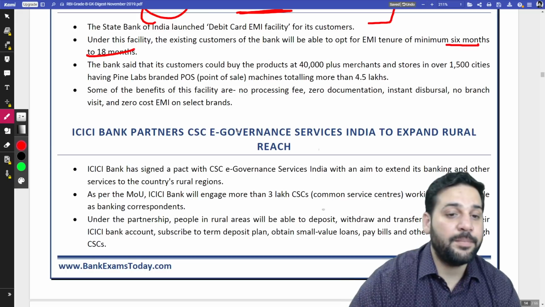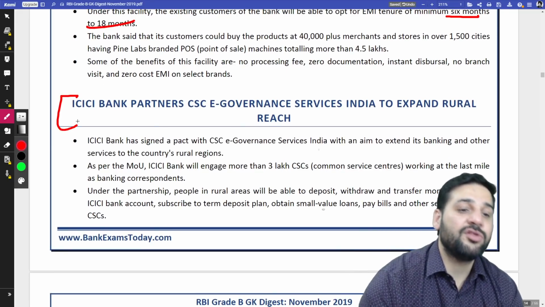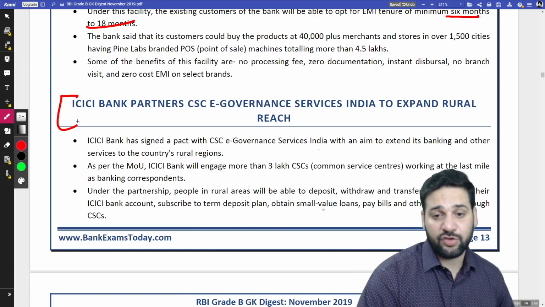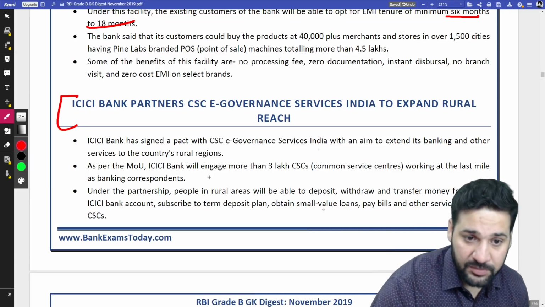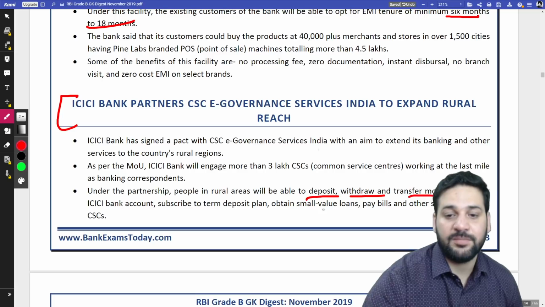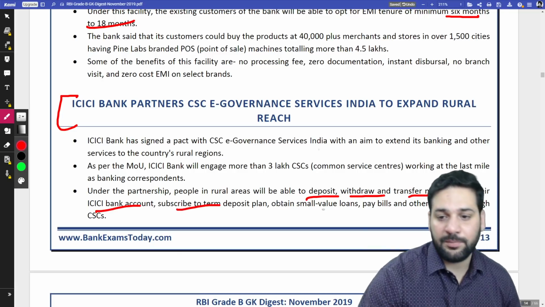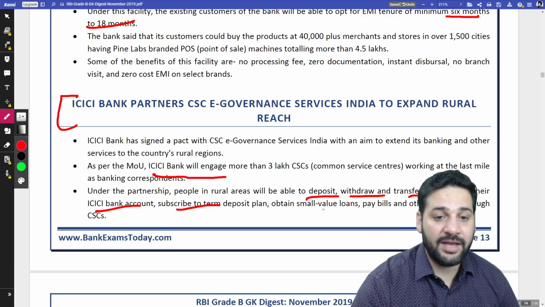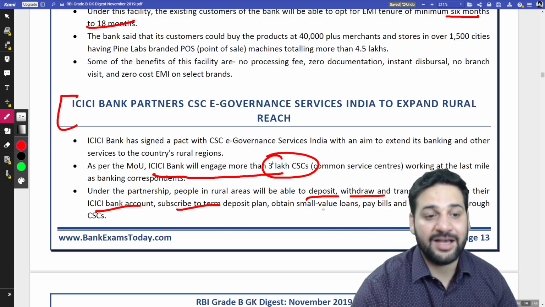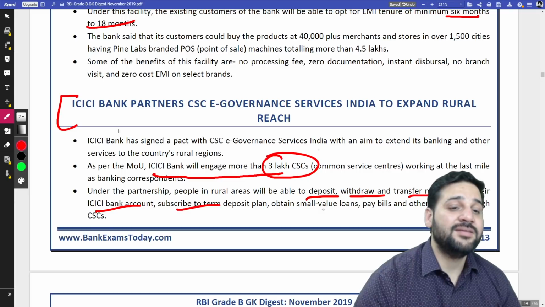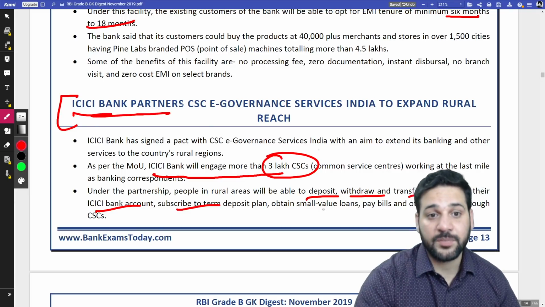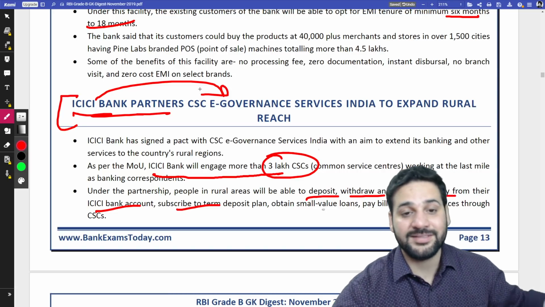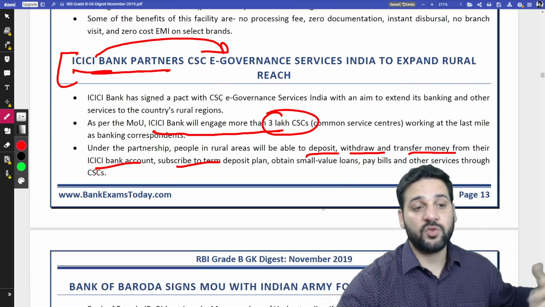ICICI partners with CSC e-governance services to reach rural India, to bring the government services. Under this partnership, people in the rural areas would be able to deposit, withdraw, or transfer money from their ICICI bank account, subscribe to term deposits and all those banking services. Under this MOU, ICICI Bank will engage more than 3 lakh CSCs working at the last mile as banking correspondents. So this is really important. Which bank partnered with the CSC e-governance services to expand government services in India? That is ICICI Bank.